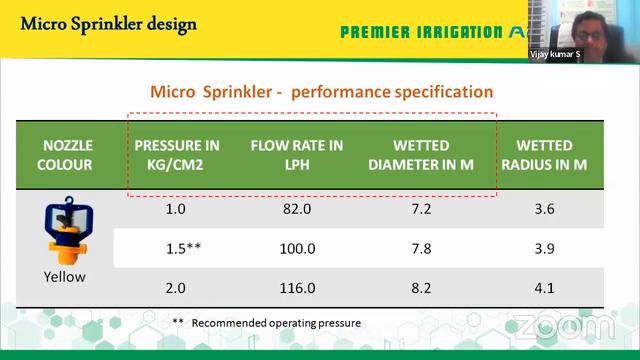For example, if I take in this chart the recommended operating pressure of 1.5 kg per square centimeter, it is going to have a flow rate of 100 liters per hour, and the wetted diameter is going to be 7.8 meters. Or in other words, it should have a radius of around 3.9 meters. So this is the first important thing: in any sprinkler design, please understand what the pressure, the flow rate, and the diameter are. Once you know this, you can get into the next step.